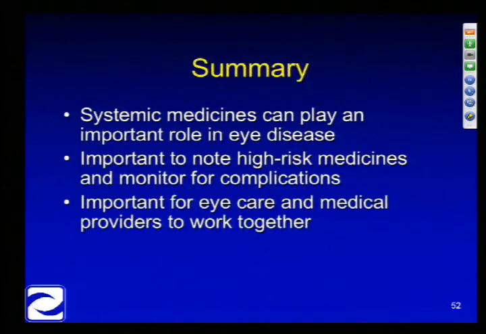So in summary, systemic medications can play a really important role in eye disease. And it's important for all of us to note which the high-risk medications are and to monitor for complications. And it's important for us to know the common ones too, because they can really affect the comfort and well-being of our patients' ocular health. And it's important for eye care and medical providers to work together to address these problems.